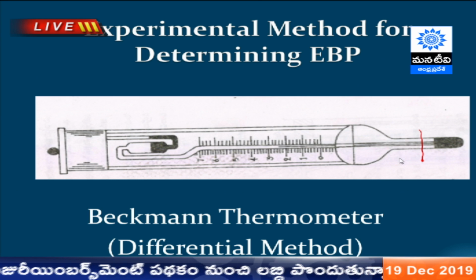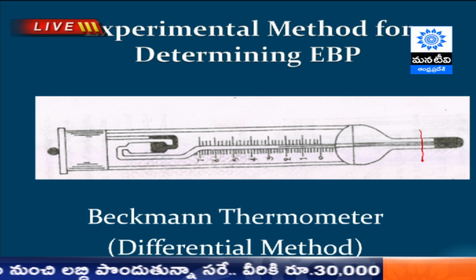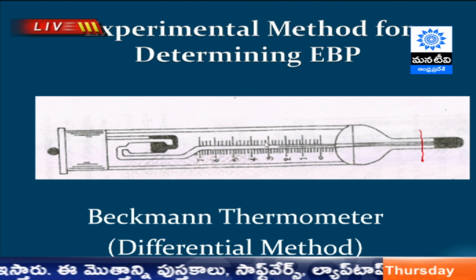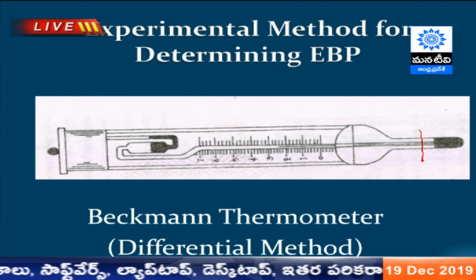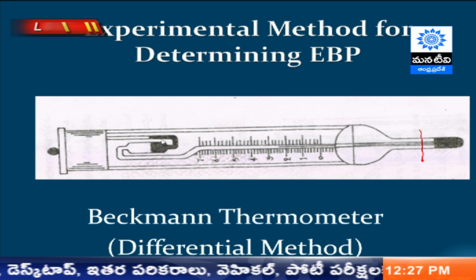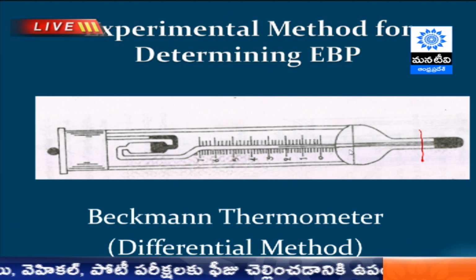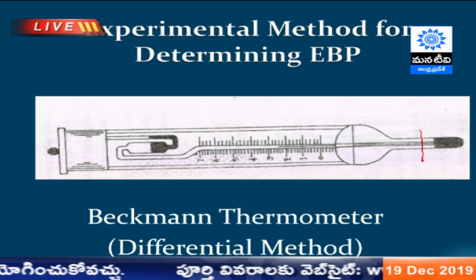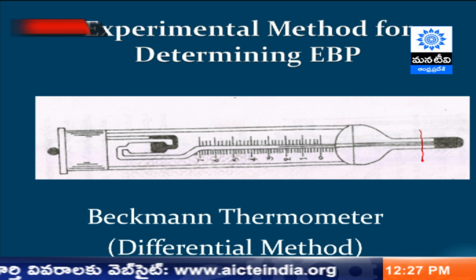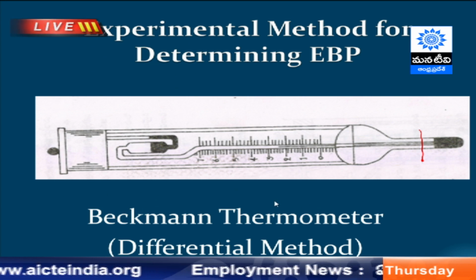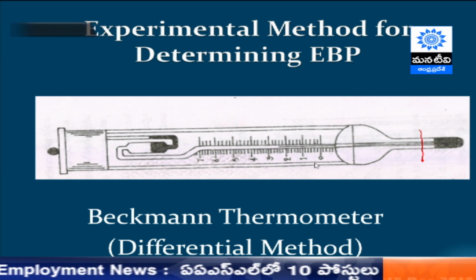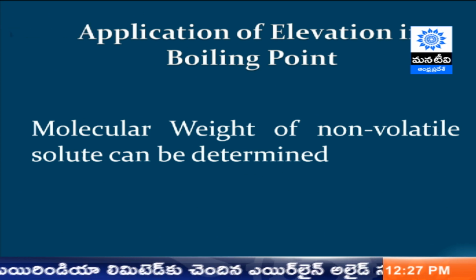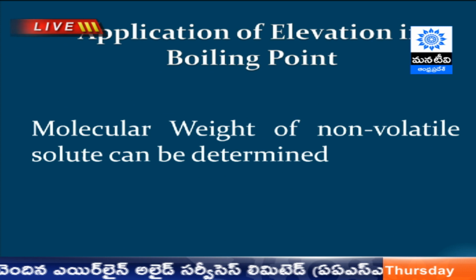You have to take the solvent and the solution separately and measure the boiling points. The difference in the temperature will give the elevation in boiling point. This is the reservoir that stores the mercury passing through the column. Care should be taken that superheated solutions should not be used while using the Beckmann thermometer. This is the Beckmann thermometer. Now, application of elevation in boiling point: you can find out the molecular weight of a non-volatile solute.